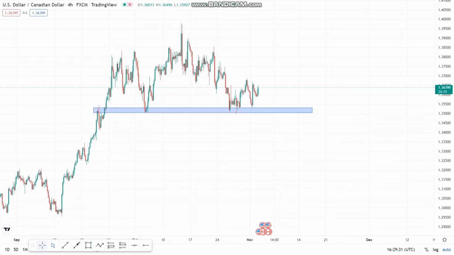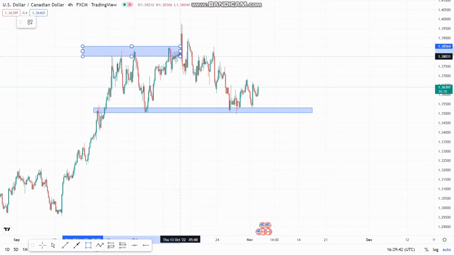Let us cater for the upper side as well. Starting from this point over here, you can see a touch right over here. Okay, starting from here, a little bit over here, create a zone.